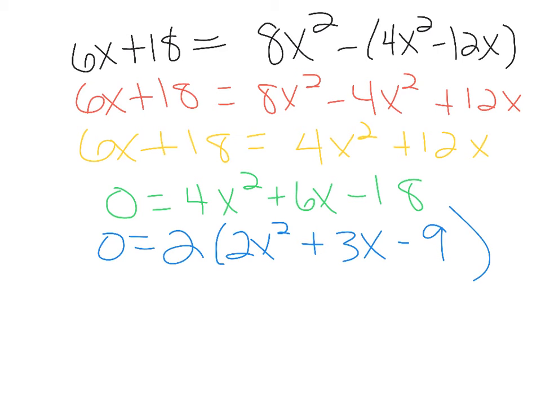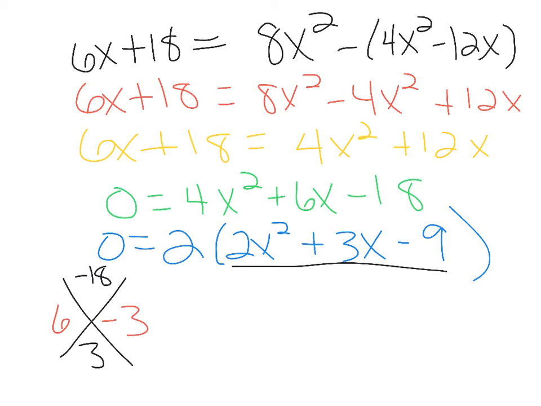Now I'm going to factor my remaining trinomial using the diamond method. So I'd be looking for factors of negative 18, a times c, that sum to 3. After testing several of them, I would find out that I would multiply together 6 and negative 3, because 6 times negative 3 is negative 18, and 6 plus negative 3 is 3.